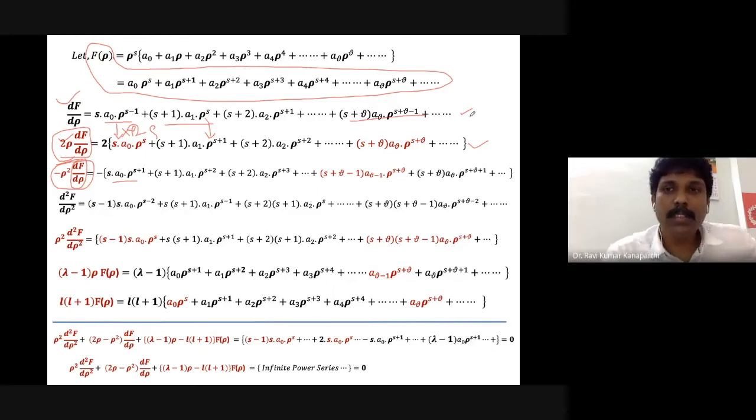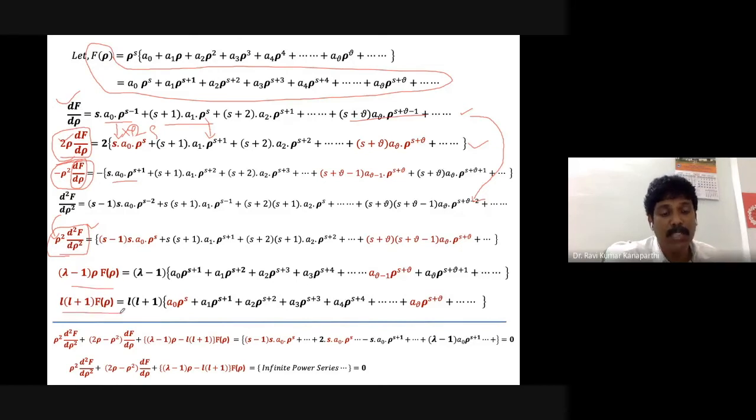Since we already know the first derivative of this function, the second derivative can be calculated. It is calculated here. Then you can multiply with rho square, because that is what is present in our differential equation: rho square multiplied by d square f of rho upon d rho square. This is the term that is there in the differential equation. So let us just multiply with that. And similarly, the other terms like lambda minus 1 and then L into L plus 1 multiplied by f of rho.